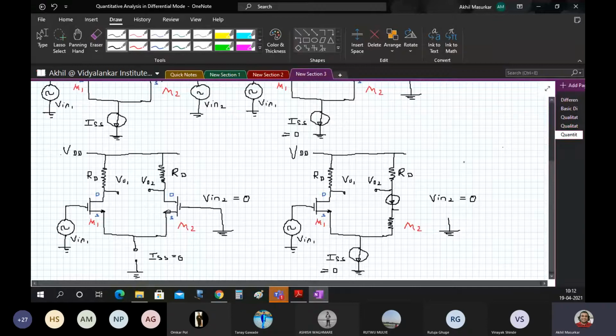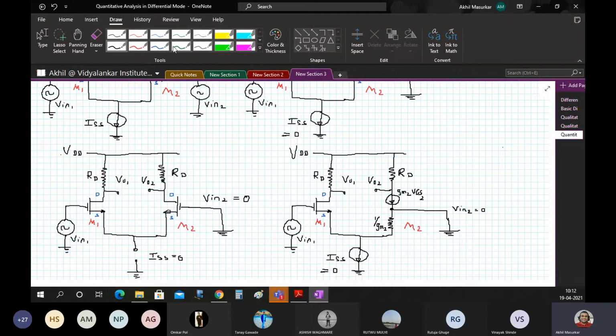So this I am keeping it as it is, and this value, as we know, will be 1 by GM2, and this value will be GM2 into VGS2. And Vn2 will be equal to 0. So there is no doubt in that, Vn2 will be equal to 0.